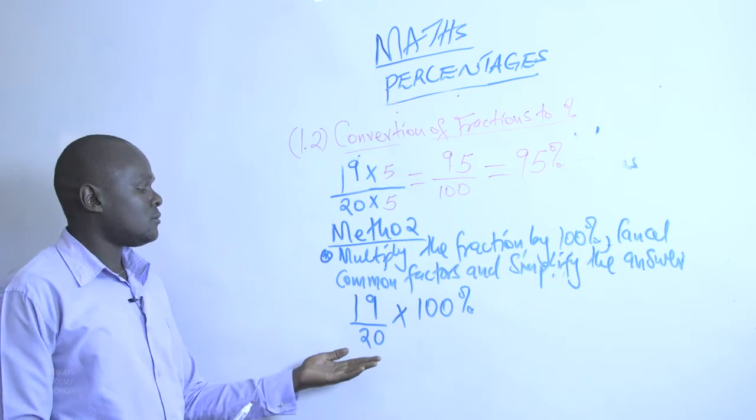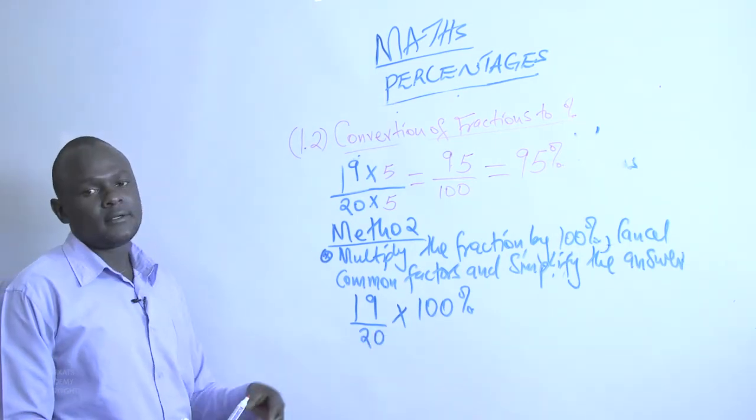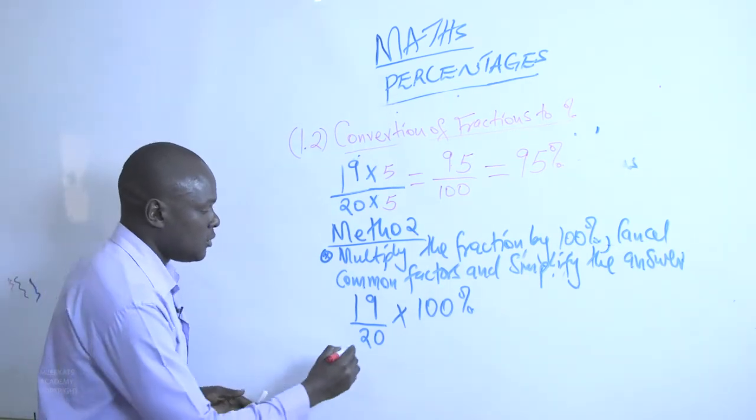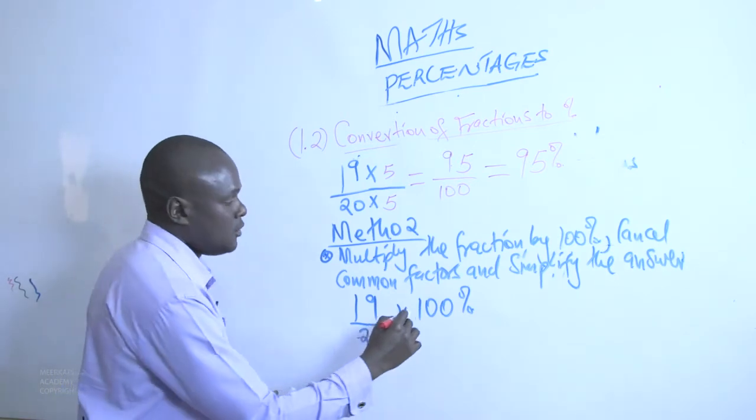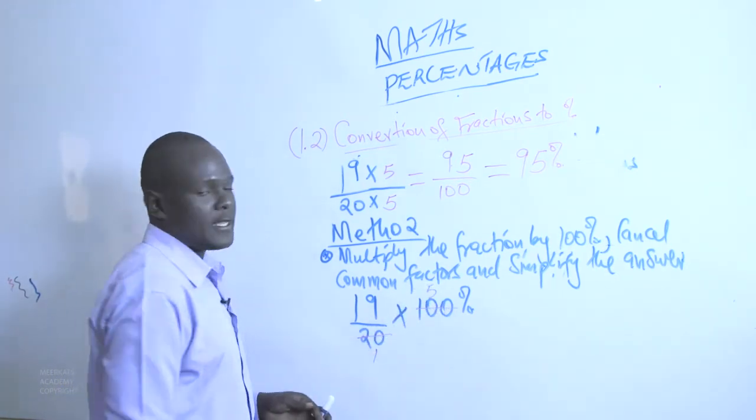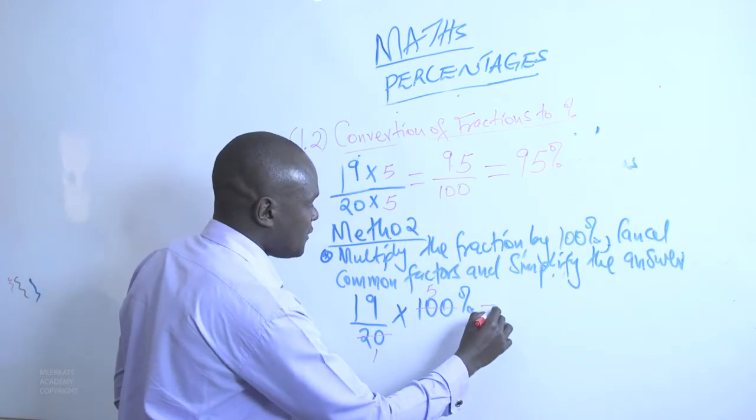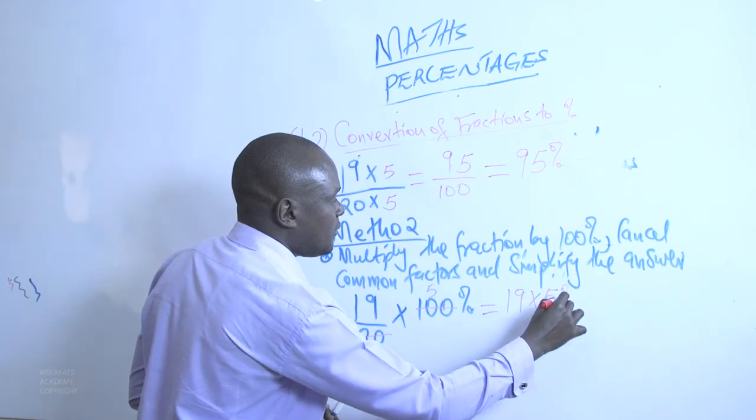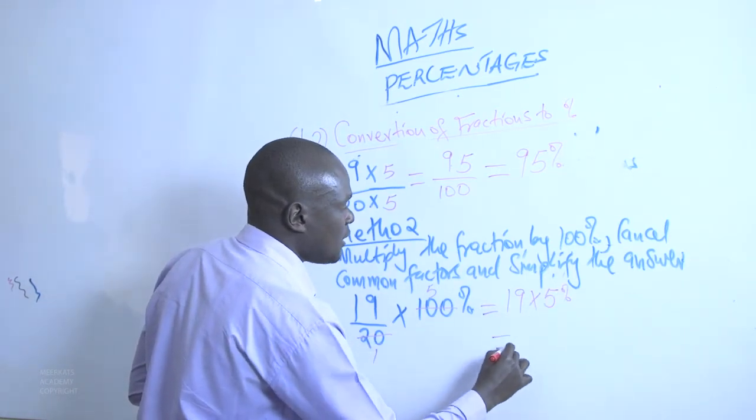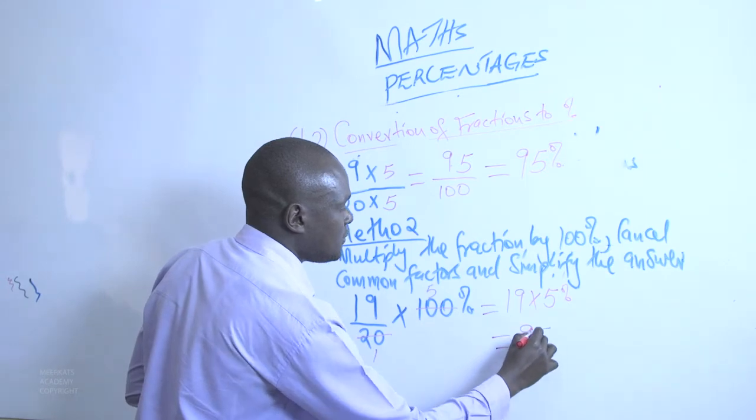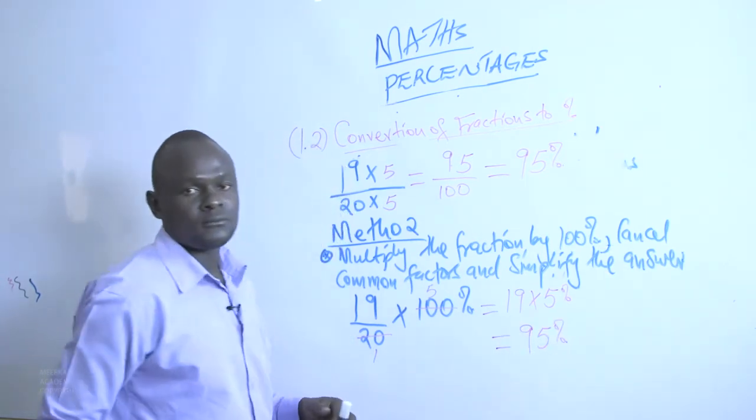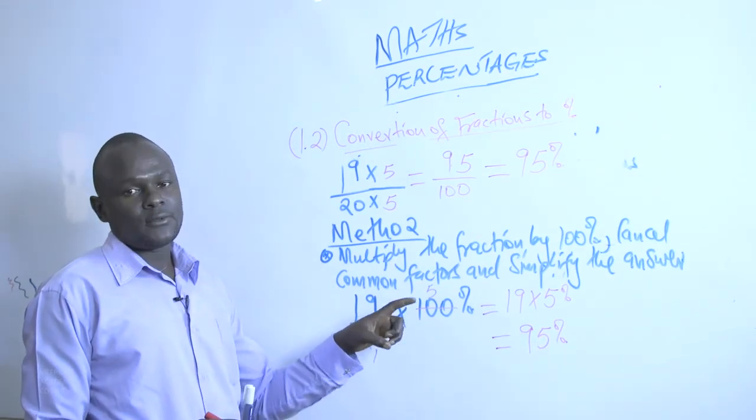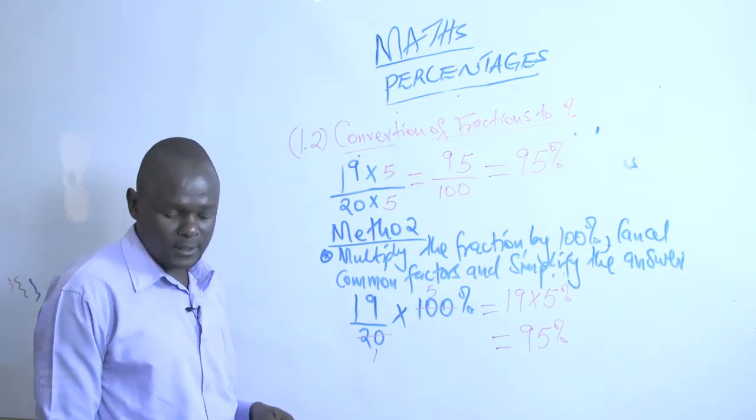The common factor between 20 and 100 is this particular number, 20, because 20 goes into 20 once, into 100 5 times. So this will give us 19 multiplied by 5%, which actually will give us 95%. So ultimately, the two methods are leading us to the same answer.